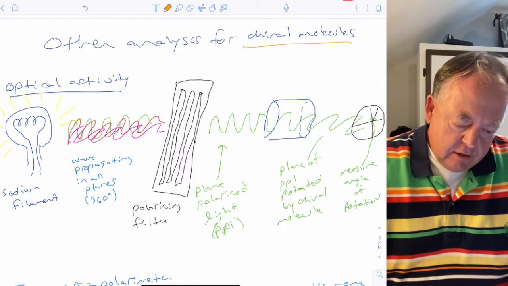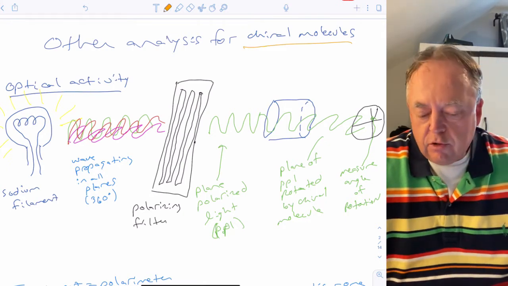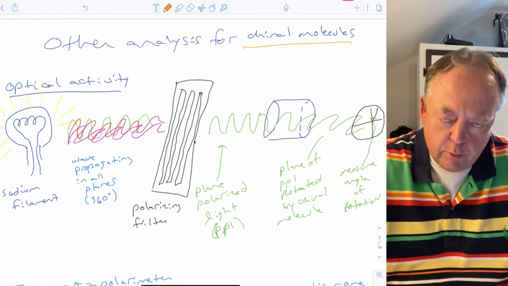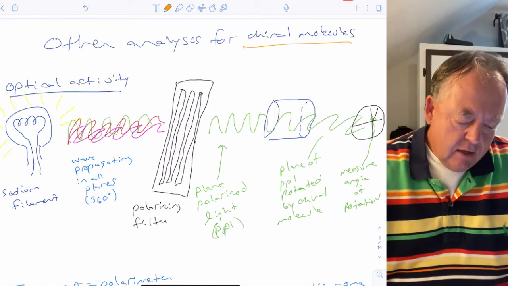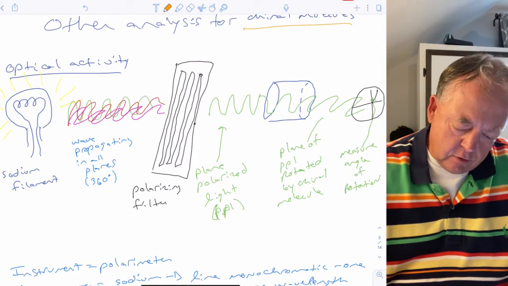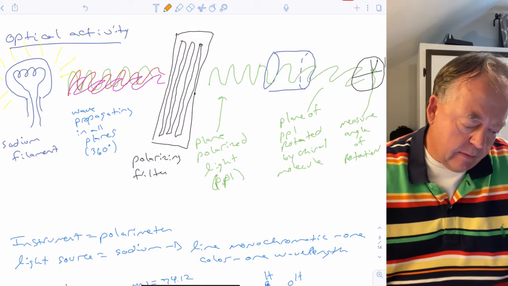Since this is a course on organic characterization of molecules, if you have a chiral molecule, chirality is obviously very important in organic chemistry. One way to characterize chiral molecules would be optical activity. You talk about this in undergraduate organic chemistry, just to make sure you remember it all.